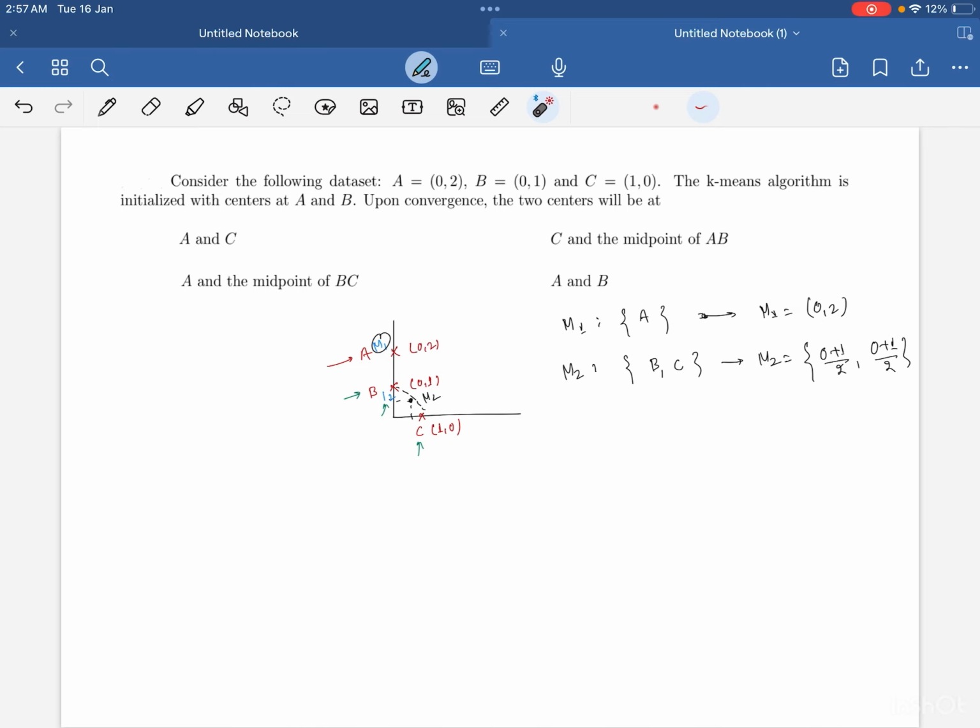After this assignment, we see that the data points in our clusters are the same, so the update is going to be the same. There would be no change in the cluster centroids. That means the algorithm has converged. You can stop. Upon convergence, the two centroids will be at A and the midpoint of BC. So that is the answer for this question.